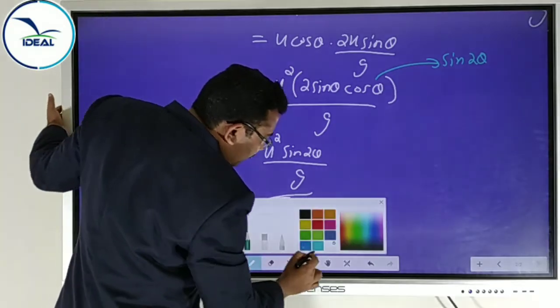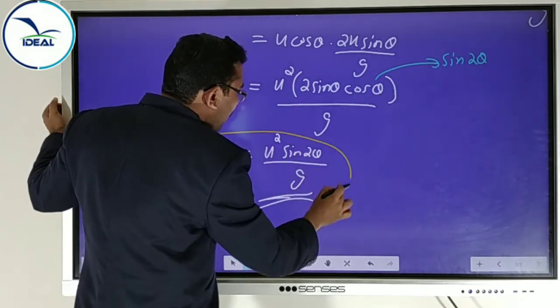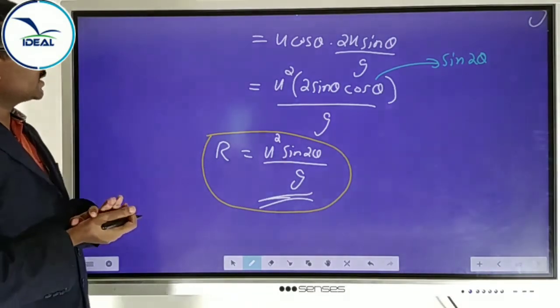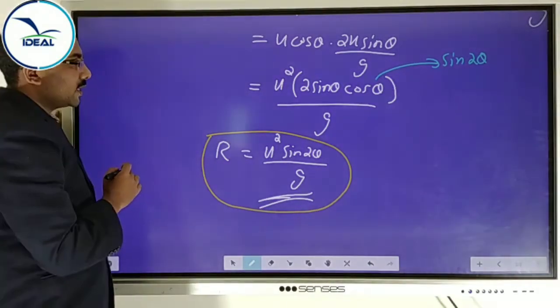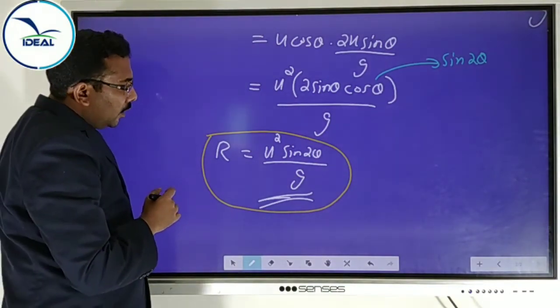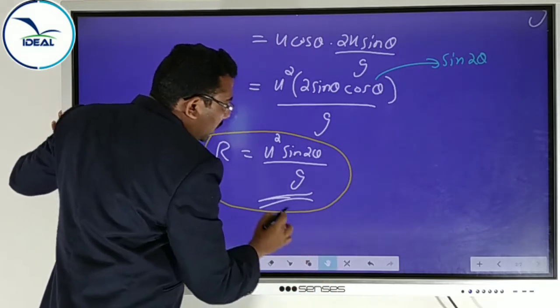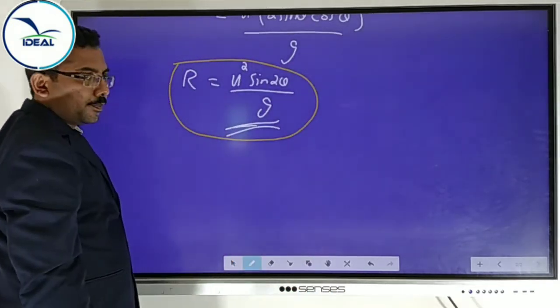U square sin 2 theta by g. Very, very important derivation. We studied two derivations from projectile. One is time of flight. What is t? T is equal to 2u sin theta by g. And next one, horizontal range, R equal to u square sin 2 theta by g.